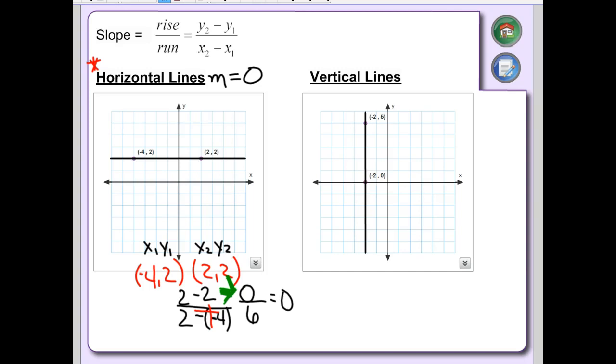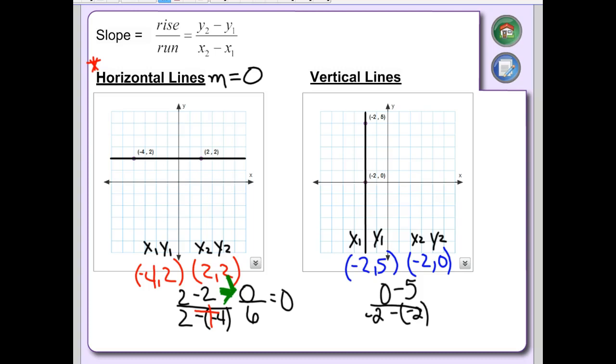Now let's look and see what happens if I do the same thing with my vertical line. Well, I've got my 2 points, so we've got negative 2, 5, and the second point is negative 2, 0. Let's go ahead and plug them into my slope formula, x1, y1, x2, y2. And so here we go, my change in y, so we've got 0 minus 5 over my change in x's, negative 2 minus negative 2.